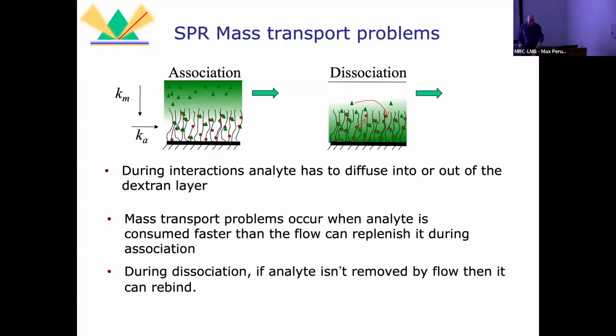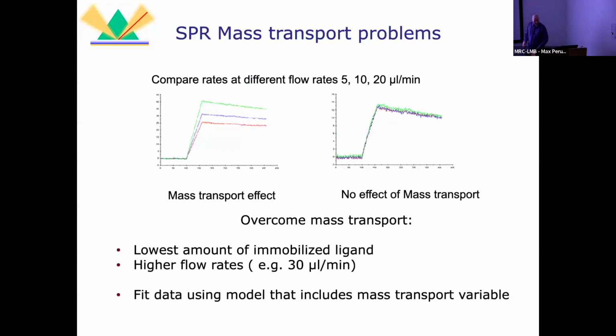Okay, so you can actually fit this, but the ideal thing is not to do that, and to try to just use a low amount of ligand and a high flow rate. Here on the left, this is something with different flow rates, and you can see there are different kinds of interactions. So that's definitely a mass transport effect. And then on the right there's no mass transport effect. You can fit this in all the models if you do have a little bit.